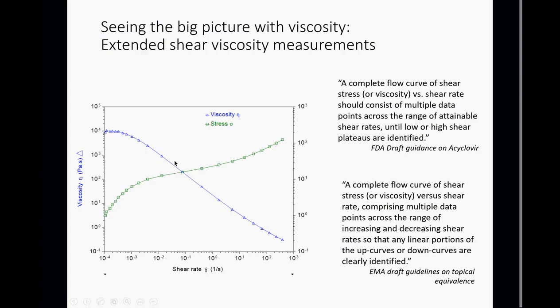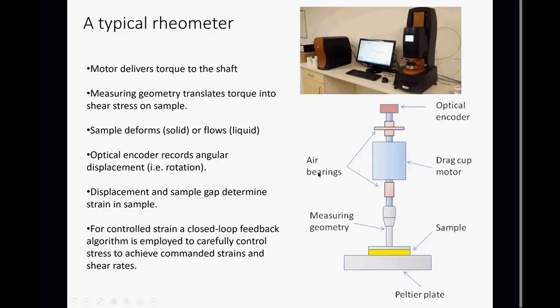We're looking for a complete sweep that includes upper and lower plateaus, so the zero shear and high shear viscosity plateaus that I talked about yesterday. In order to get these, you're going to need to be able to measure over a very wide range of shear rates and a very wide range of shear stresses. And then you need to get into high-performance rheometry.